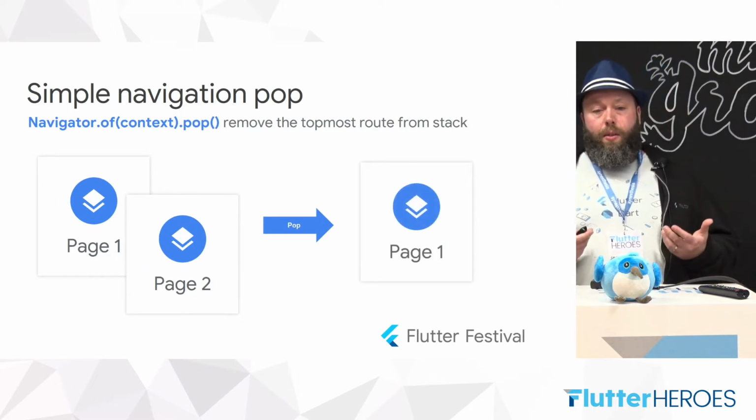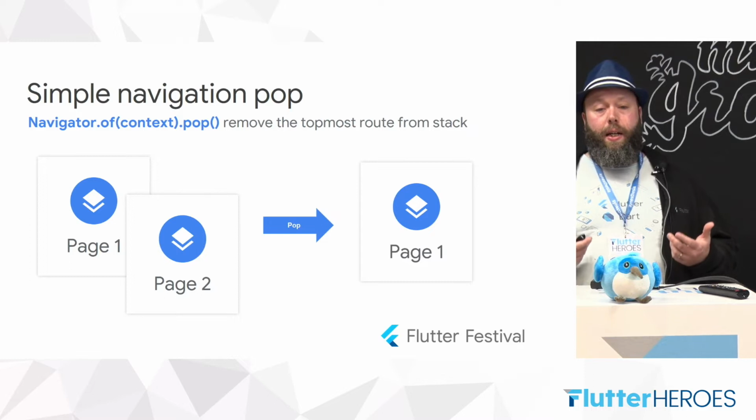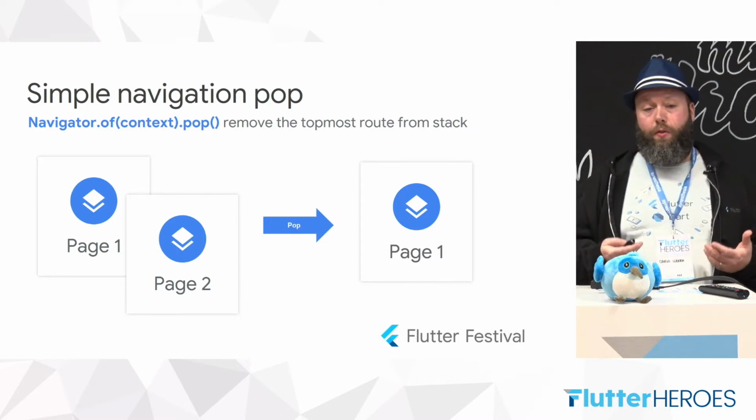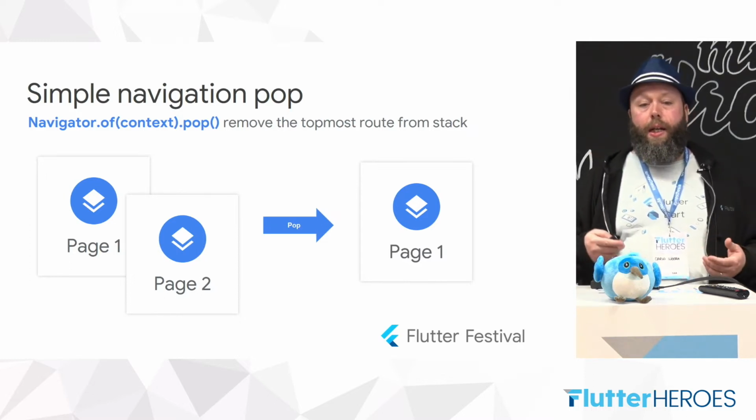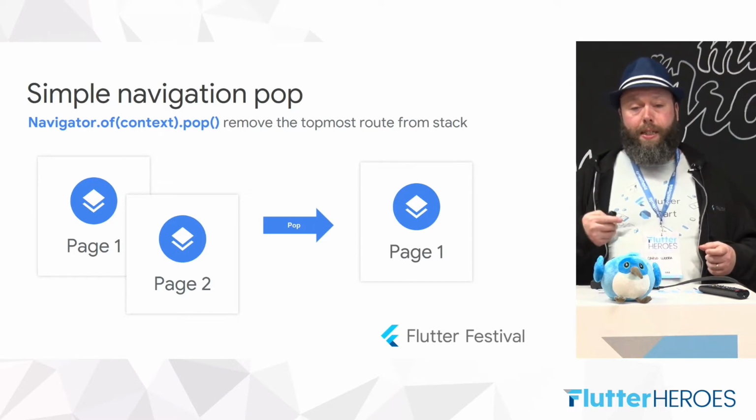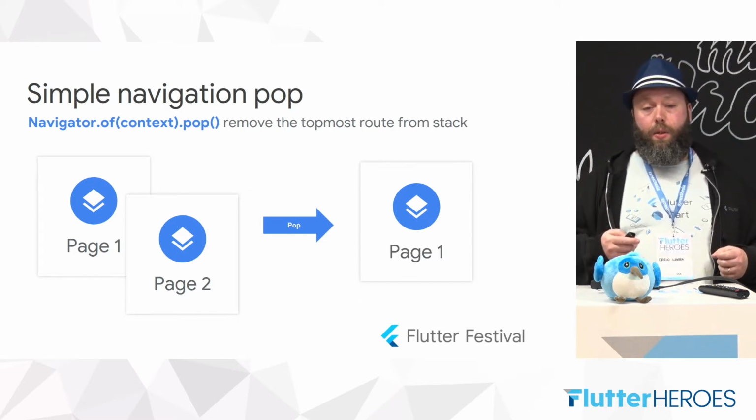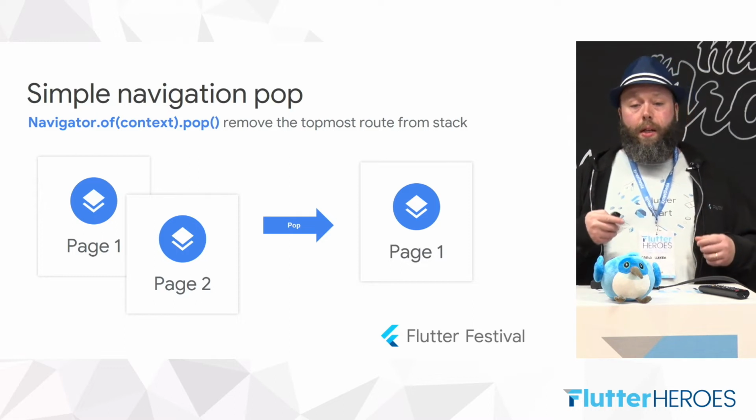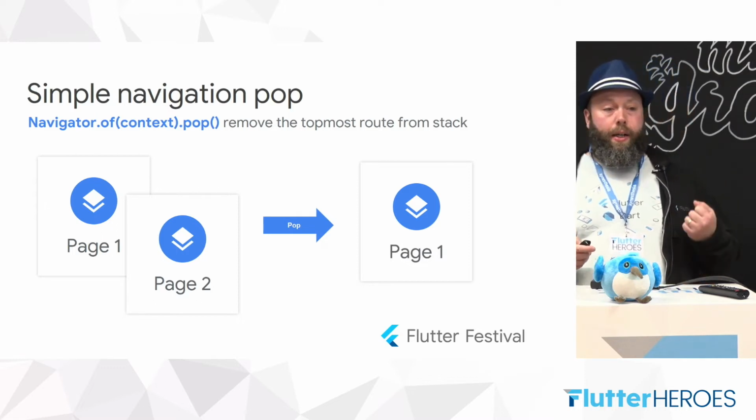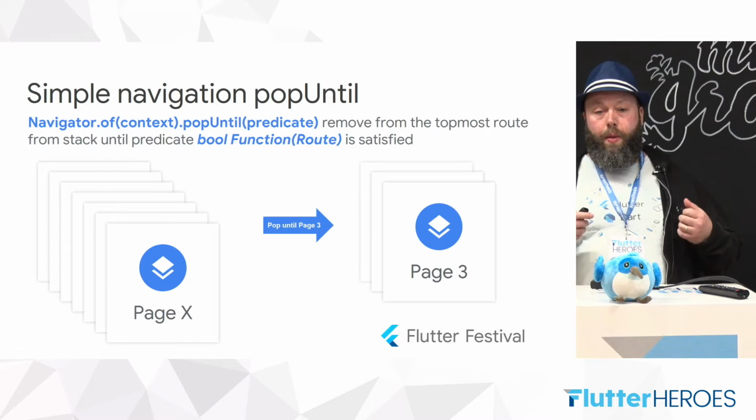Then we may need to go back. To go back, we can use the pop method of the navigator. This will remove from the stack the latest route we have. So the current one will be removed, and we can go back to the previous one.